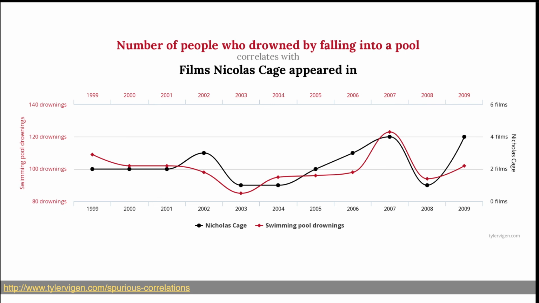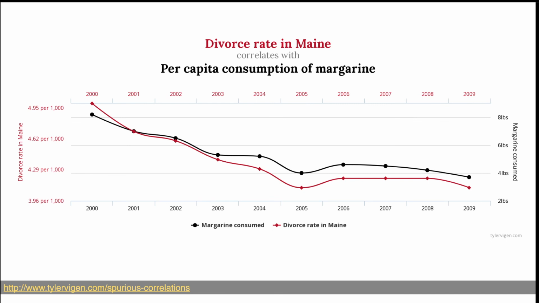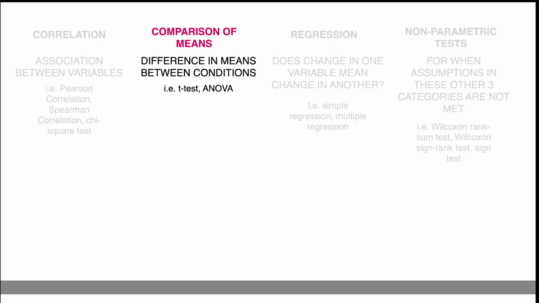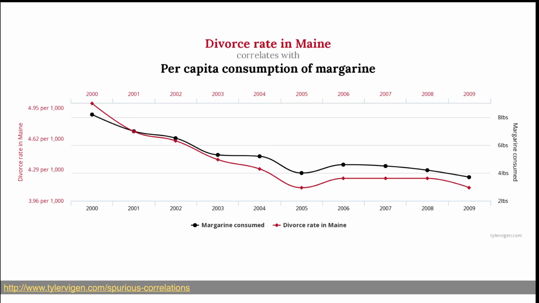All right. So, divorce rate in Maine has absolutely nothing to do with consumption of margarine, is another example. And yet, this correlation is nearly perfect. This seems silly, and you laugh a little bit because, again, we all know that correlation is not causation.